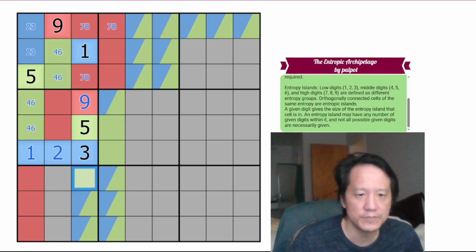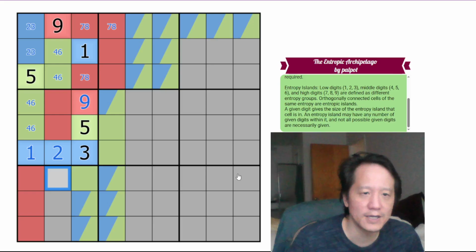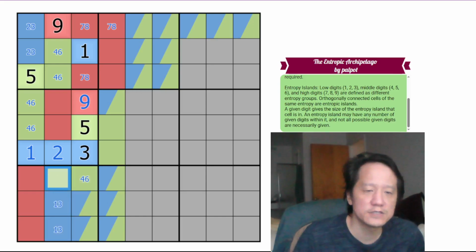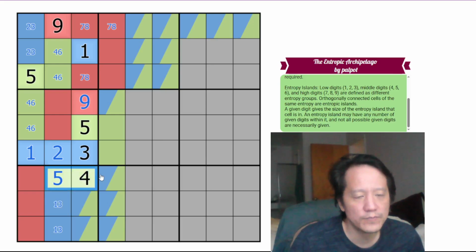So we don't know if it goes this way or not. This can't be low. This must be middle, because this is already 3. This can't be low. It can't be high. It must be middle here. So this is middle, which makes these 2 low. So this is a 1-3 pair. This is 4-6. This can't be 4-6. This is a 5. This is 4.